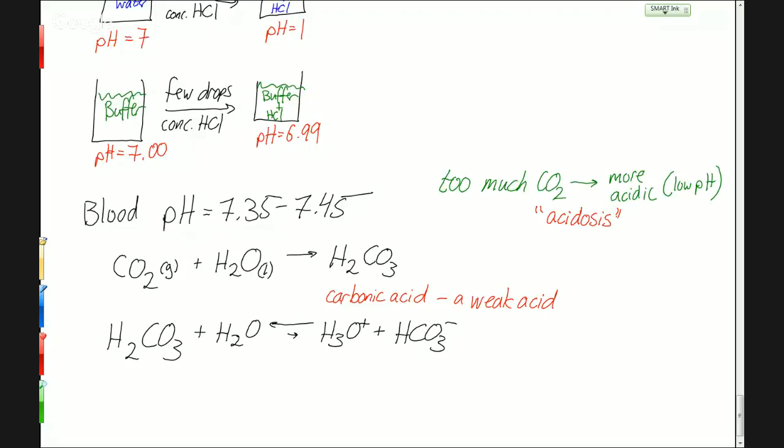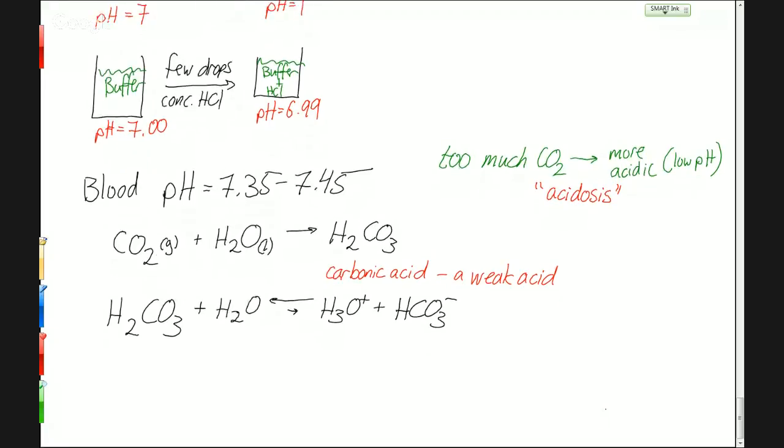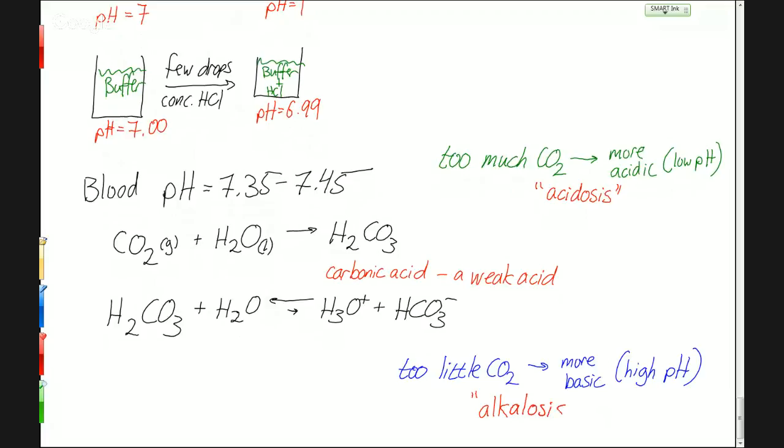The other extreme is if you have, give ourselves a little more room down here. If you have too little CO2, not enough CO2, your blood starts to get more basic. So the pH raises. And this is known as alkalosis.